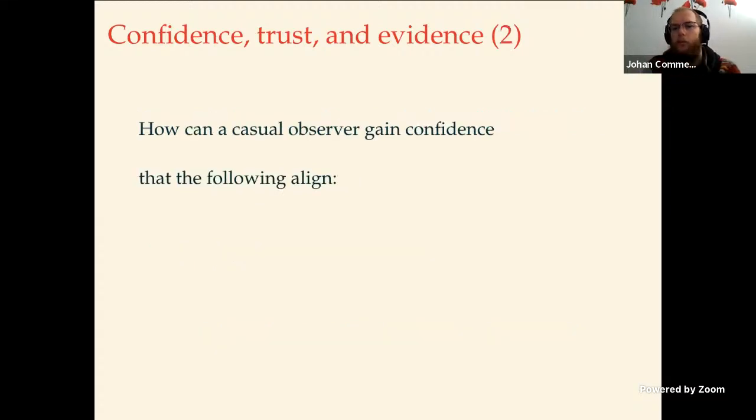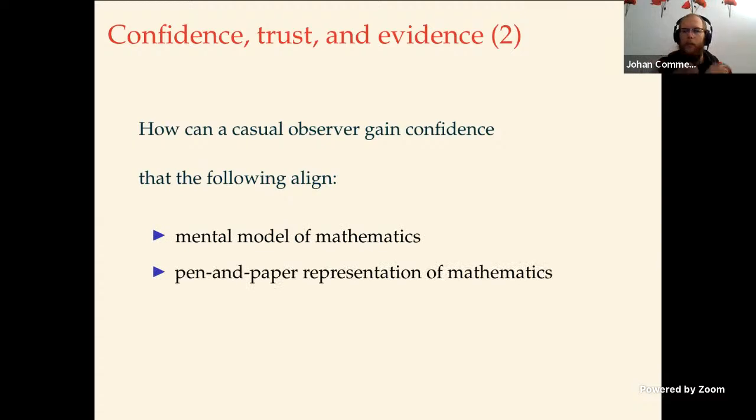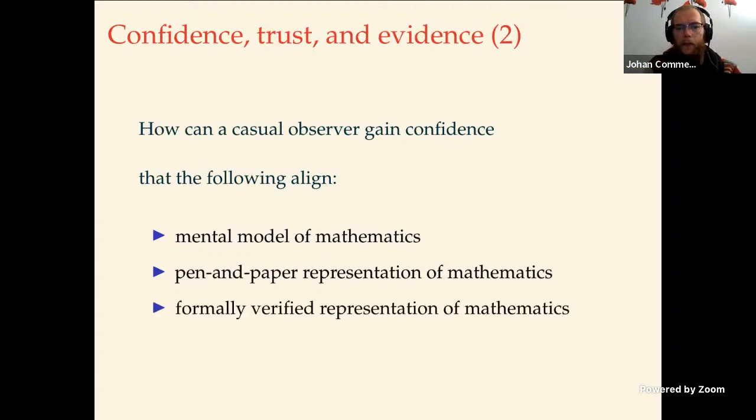In other words, how can a casual observer gain confidence, gain peace of mind that the following three align? You have your mental model of mathematics. You have the pen and paper representation of mathematics, namely what Scholze wrote down in his challenge blog post or in his lecture notes on analytic geometry and liquid mathematics. And then there's the formally verified representation of mathematics, namely the Lean code that we wrote. So how can you check that the mental model that you have matches the pen and paper mathematics that Scholze wrote and the Lean code that we wrote?